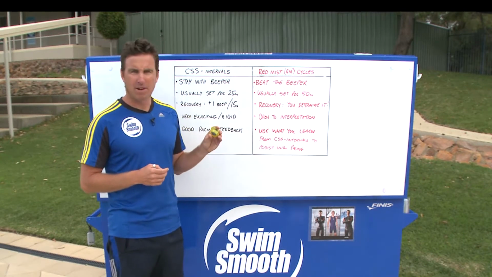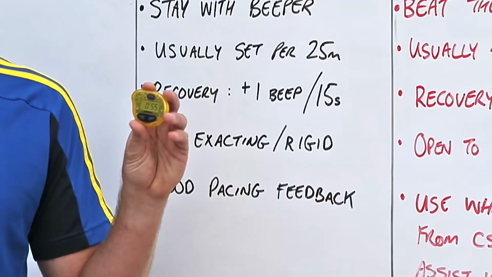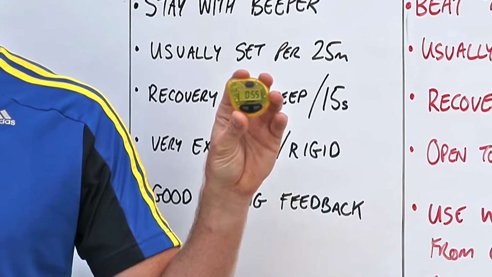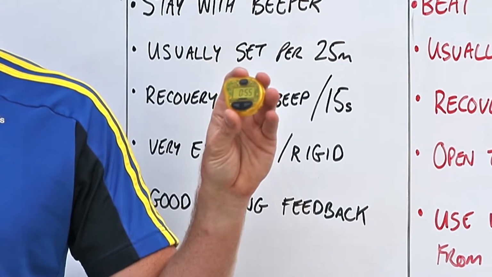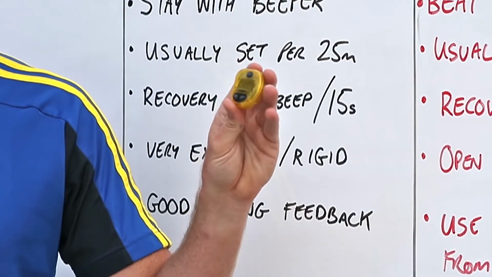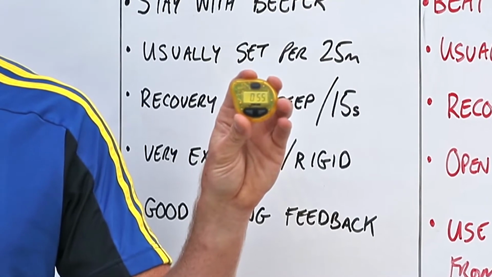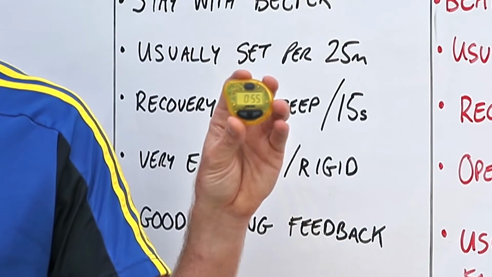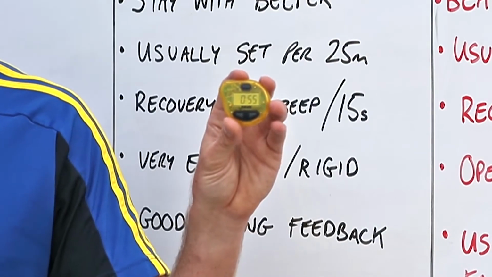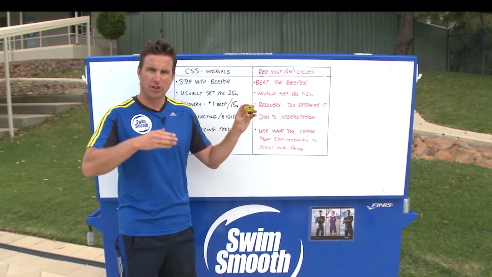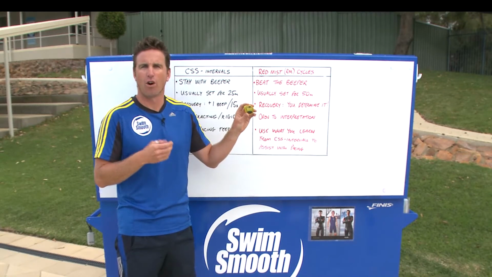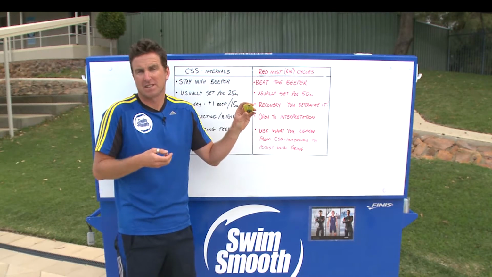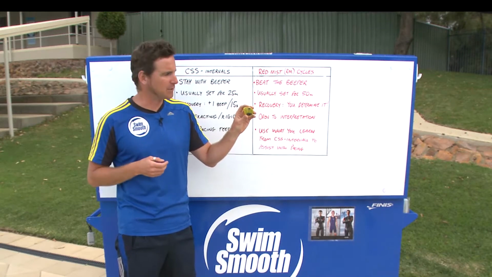And the way we set the beeper here is slightly different. The beeper here is set into mode 2. Mode 2 is set here at 55 seconds per 50 metres. All the swimmer has to do here is stay ahead of the beeper per 50 metres, and however far they get over the cumulative distance of the interval, let's say it's a 400 metre swim, if they get 15 seconds ahead of the beeper, then 15 seconds rest is how much they get before the next interval starts.